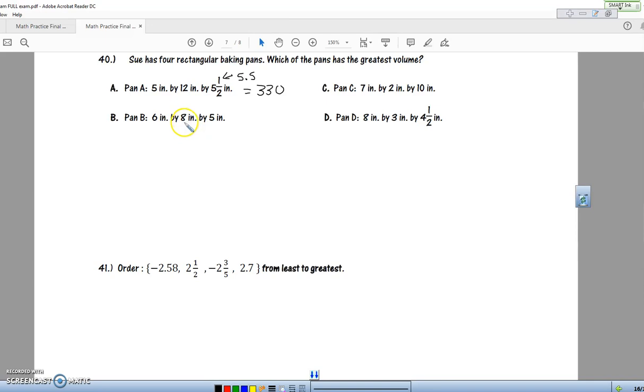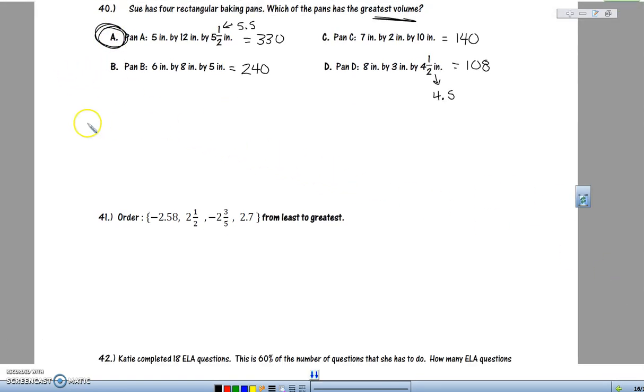6 times 8 is 48 times 5 is 240. 7 times 2 is 14 times 10 is 140. This is also going to become 4.5. 8 times 3 is 24 times 4.5 is 108. Which has the greatest? 330, 240, 140, or 108? Pan A.